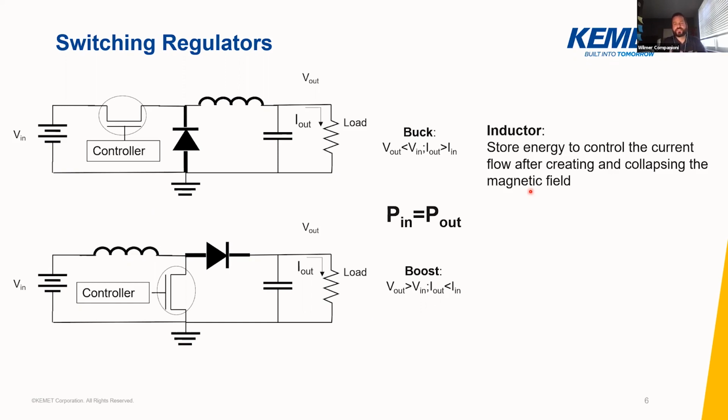Now, inductors control the current by way of creating and collapsing a magnetic field, and capacitors control the output voltage by storing energy and filtering that output voltage.